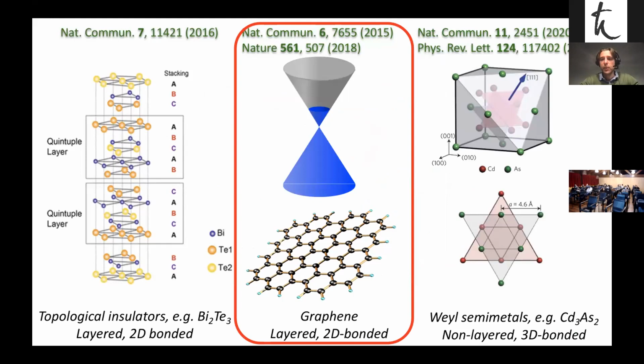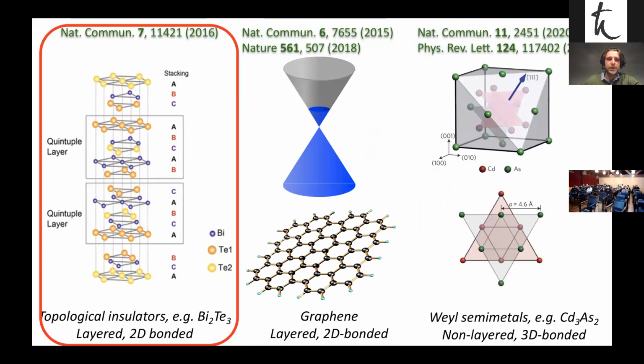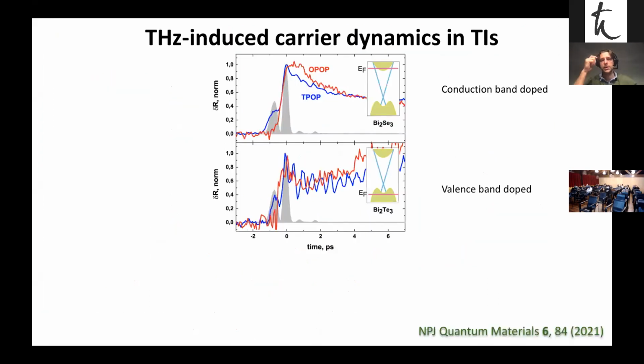However, as you remember from the introduction, we have these other 2D materials with Dirac fermions. In particular, we have these TIs. So what we did is we also looked a little bit into what we can do with these TIs. And the first thing we checked is, what about the carrier dynamics in these TIs?